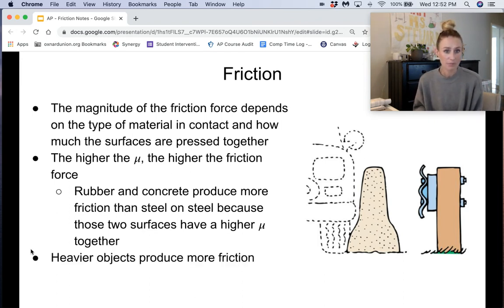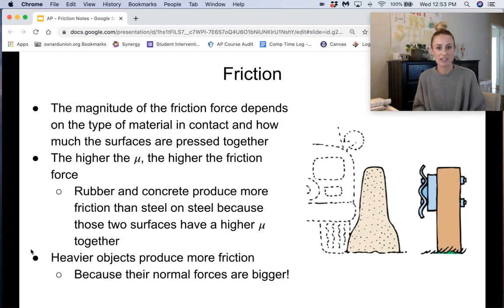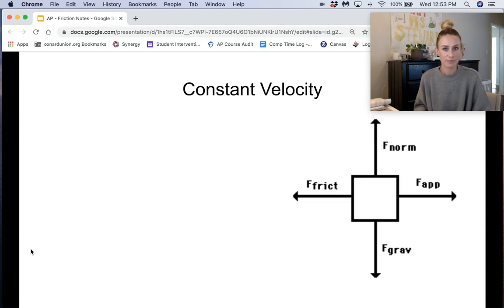Now, also, we know that heavier objects produce more friction. Remember that equation was force of friction equals mu times normal force. The heavier the object, the more the normal force, right? So heavier objects are going to have a greater force of friction. And that makes sense because that heavy object is really pressed into the earth more, or whatever the ground, whatever surface we're on. So because, like I said, the normal forces are bigger.